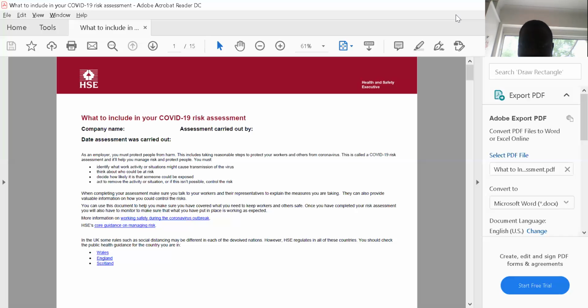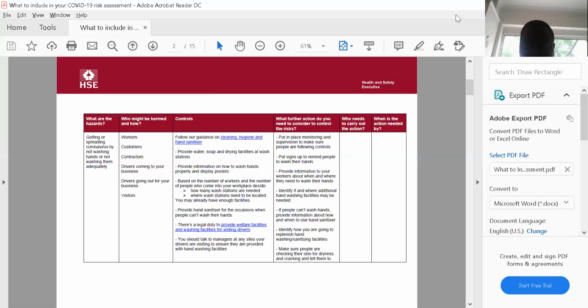It talks about the different rules on social distancing. That could be different depending on the country you're in, and it goes through the different countries. And I talked about drivers earlier, so it mentions here about who could be at risk. It talks about drivers coming to your business, your own drivers going out of your business. Of course, they are going somewhere. So there is that risk that they could pick up or transmit it. So keep that in mind.